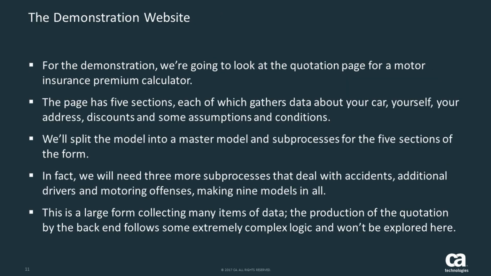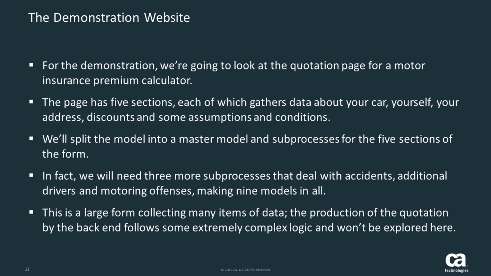Now, for the purpose of the demonstration, I'm going to use a live, real insurance company website to look for a quotation for motor insurance. And the form is quite complex in that it collects a lot of data. And fortunately, it has like 5 sections, each of which gathers data about your car, yourself, your address, discounts, and there's a final section on assumptions and conditions, if you like.